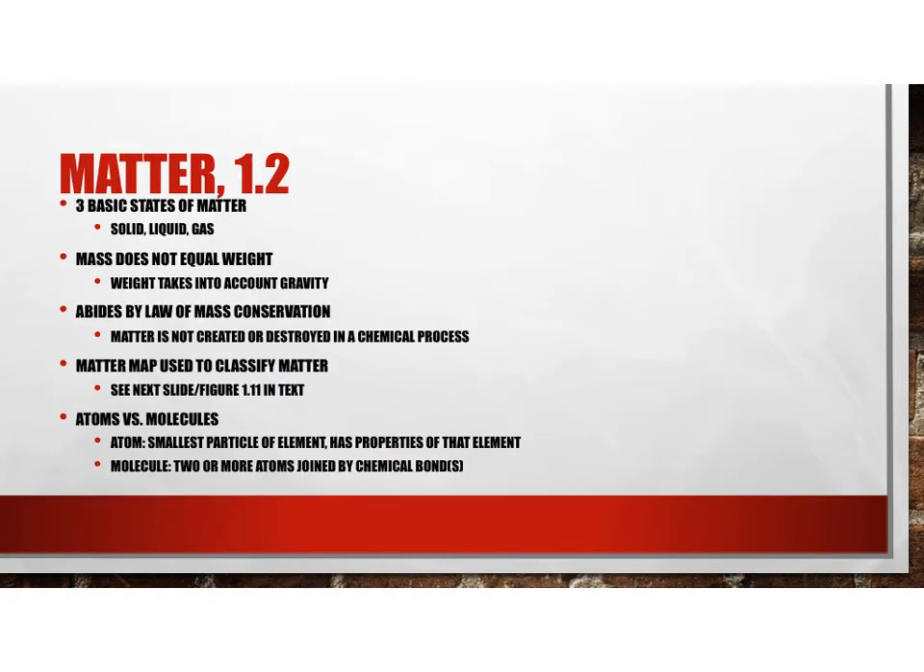All right, moving on to 1.2. What is matter? Well, matter is described in 3 basic states. Those 3 basic states are solid, liquid, and gas. So I'm going to explain these in terms of energy. Energy, there are 2 main types of energy. So energy can be what's called potential energy, or PE.